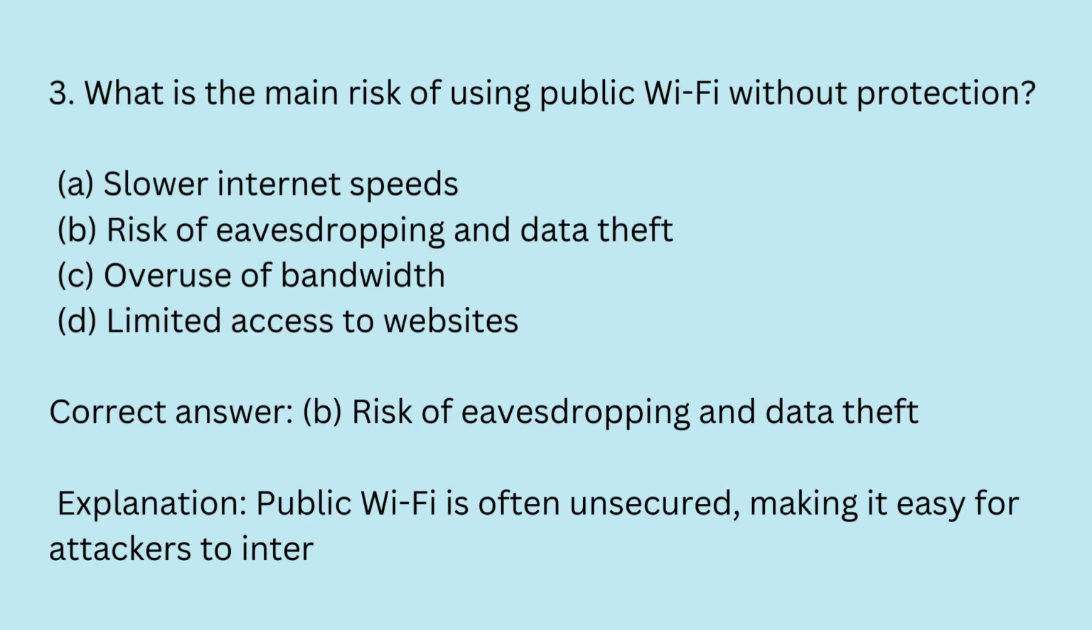3. What is the main risk of using public Wi-Fi without protection? A. Slower internet speeds. B. Risk of eavesdropping and data theft. C. Overuse of bandwidth. D. Limited access to websites. Correct answer: B. Risk of eavesdropping and data theft. Explanation: Public Wi-Fi is often unsecured, making it easy for attackers to enter.